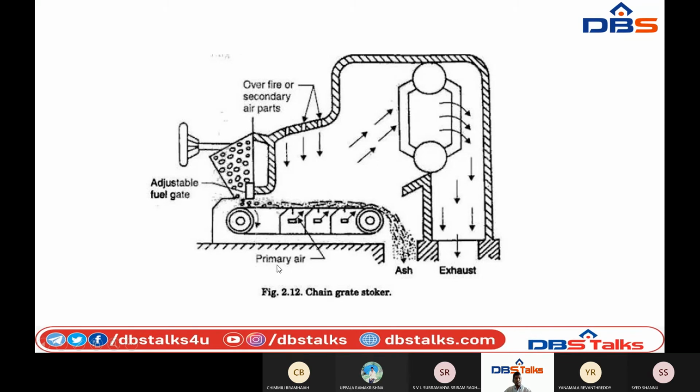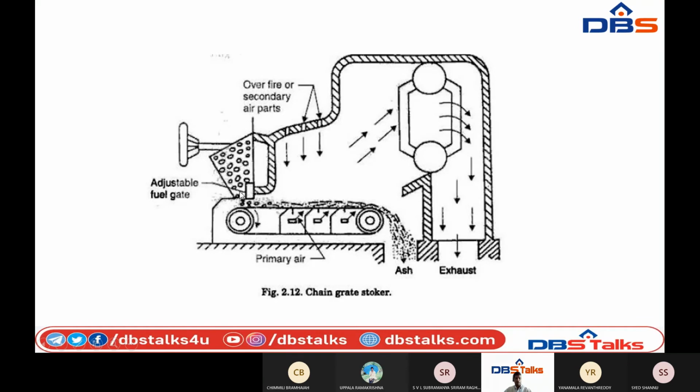First of all, we are supplying the primary air through the grates. Here they are fixing the air ducts for cleaning the air, and it enters the grate. After that, air is supplied to the grate.